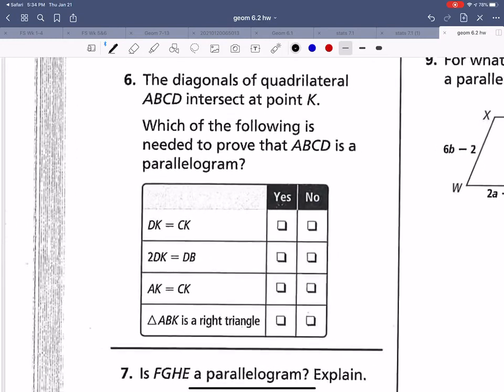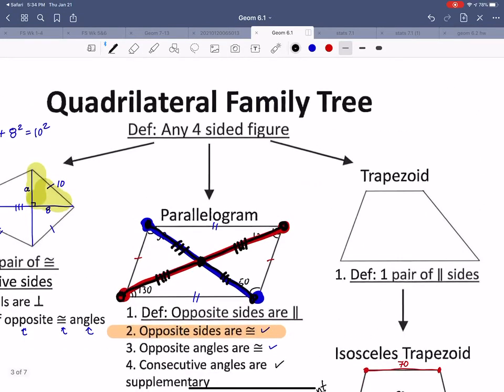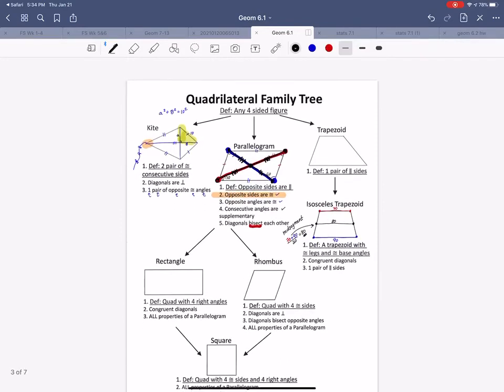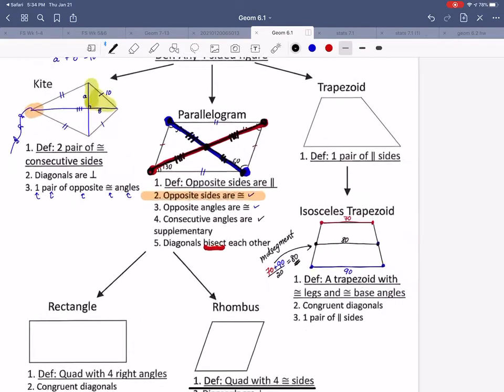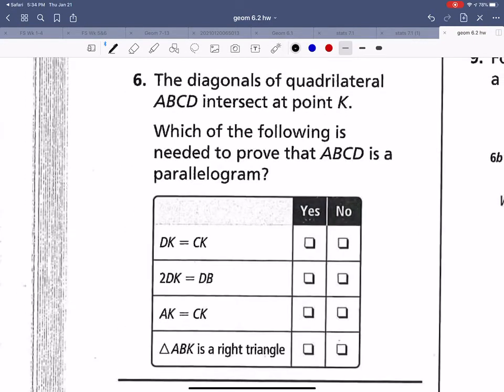The diagonals of a quadrilateral intersect at point K. So what do they mean by a quadrilateral? Well, essentially that's all the ones on this piece of paper. It'd be any four-sided shape. So what if the diagonals of a four-sided shape intersected at K? Which of the following is needed to prove that it is a parallelogram?